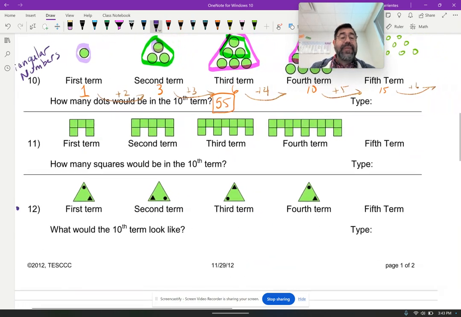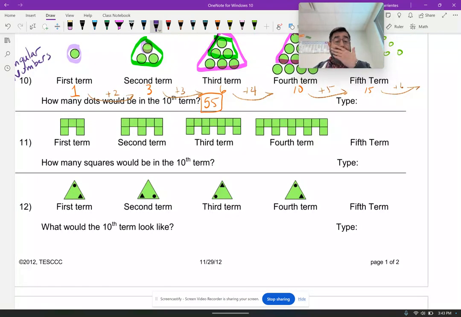Number 11. Ooh, there are different ways to look at number 11. Let's see. Can you tell me what the fifth term looks like? Can you tell me how many squares there are in the fifth term? And can you predict how many squares there are in the 10th term?